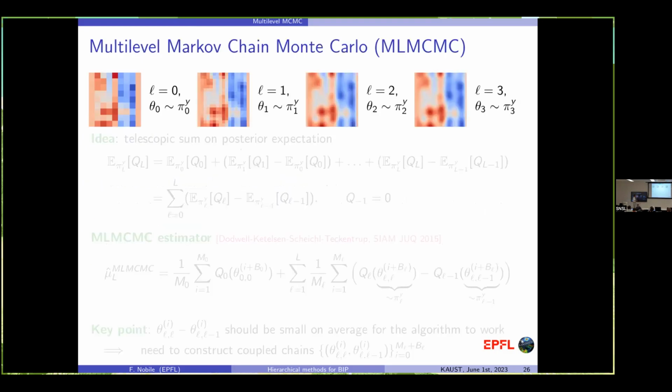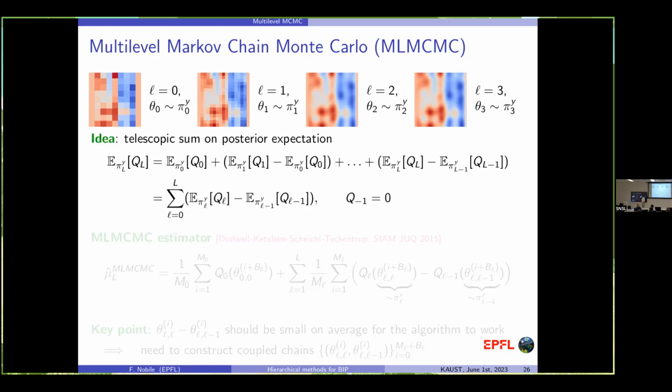So here now the idea is to exploit not the tempered versions of the posterior distribution, but different versions that come from cheaper approximations of the forward model. So as I showed earlier, the target one is this one, but we want to exploit also posteriors that are obtained by running cheaper forward solvers.